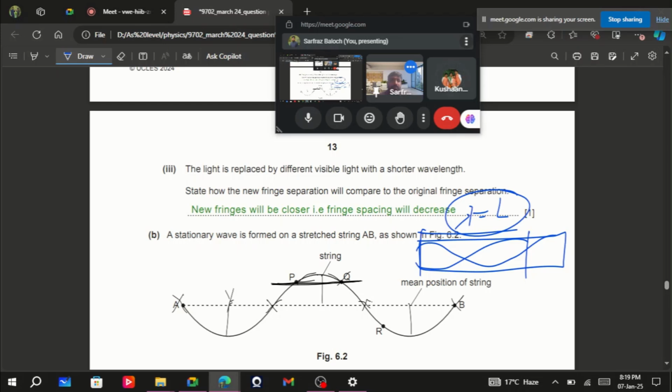Simply, you should always use that formula: lambda is equal to ax over D. In the question it states that a remains the same, D remains the same, and in most questions these two things remain the same. So here you can see that lambda is proportional to x, meaning it directly relates to x. So when lambda increases, then fringe spacing increases. When lambda decreases, fringe spacing decreases. Have you got it? Yes, sir.